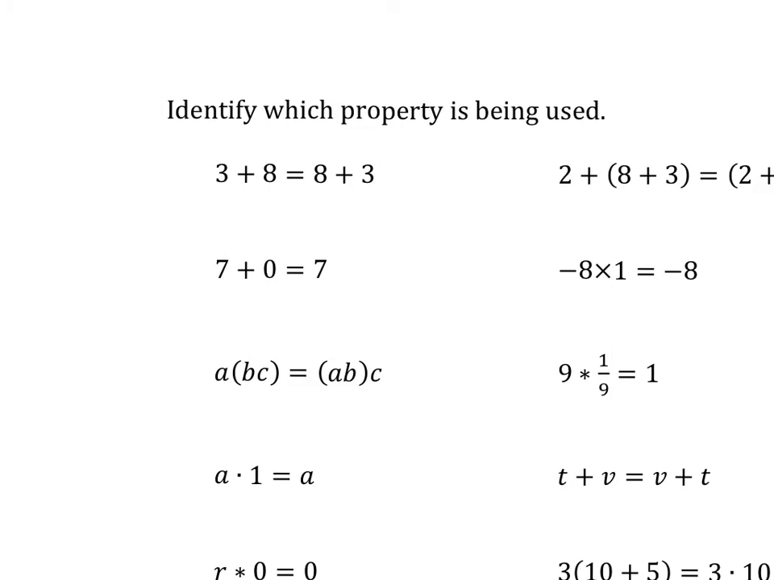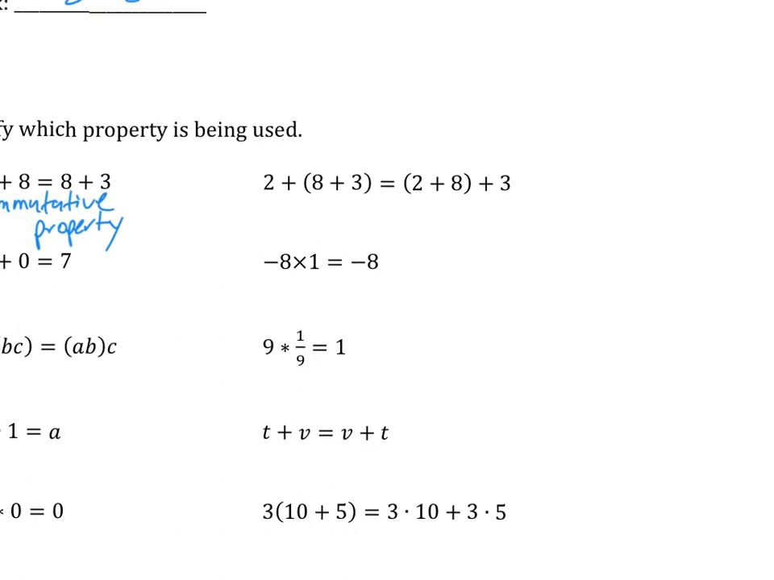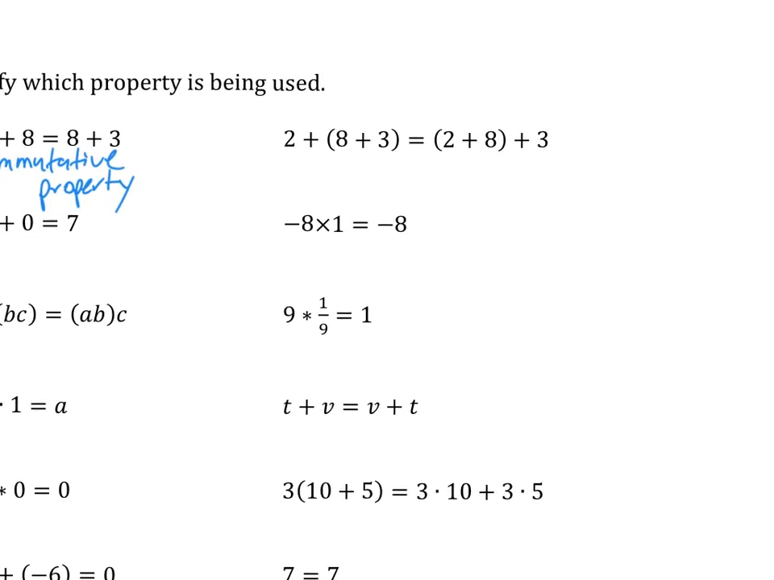In this first example, we have 3 plus 8 equals 8 plus 3. They switch the order of these two numbers, which is the commutative property. If we look at this next one, 2 plus 8 times 3 in parentheses equals, in parentheses, 2 plus 8 plus 3. They're associating them differently, so that's going to be the associative property.